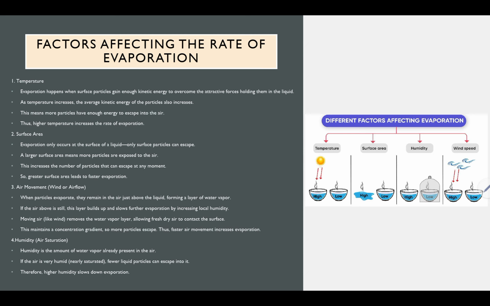Humidity, which is air saturation. Humidity is the amount of water vapor already present in the air. So if the air is very humid, very few liquid particles can escape from the water up to the air. So higher humidity will actually slow down evaporation.